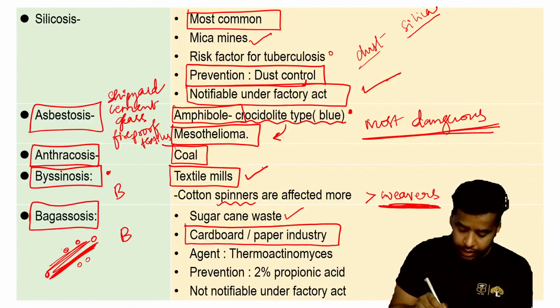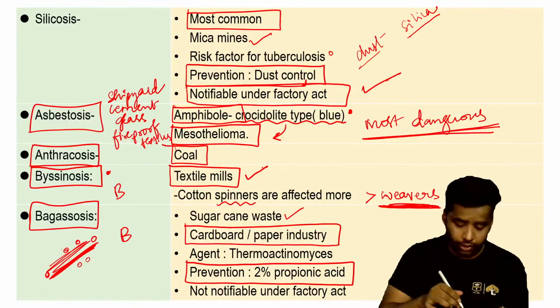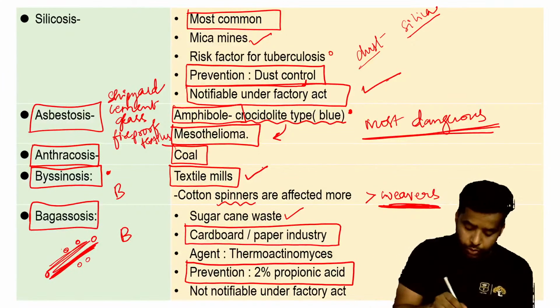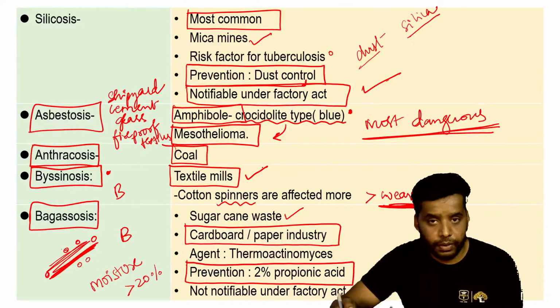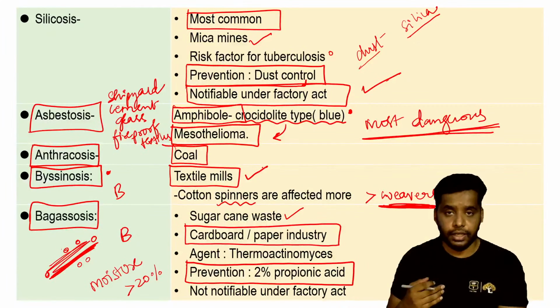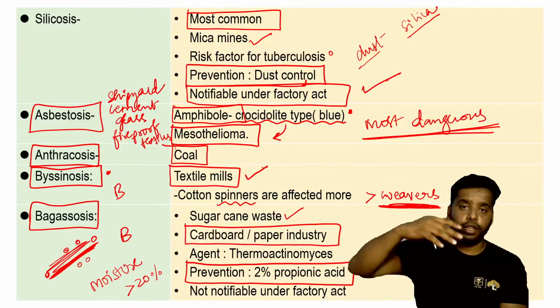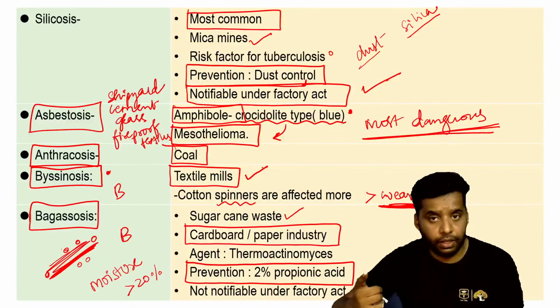And the prevention part is we have a fungicide, 2% propionic acid. This acts as a fungicide to kill all this fungus. At the same time, one more thing you do is moisture content. The moisture content they keep is more than 20%. When the moisture content is more than 20%, the weightage of the waste will increase. If the weightage of the waste increases, less dust comes out of it. It will settle down. So moisture content more than 20%.